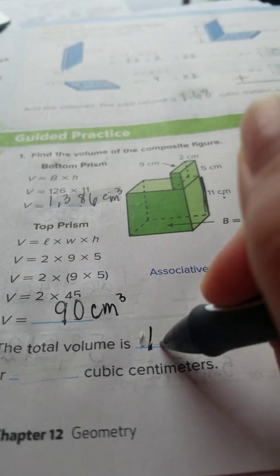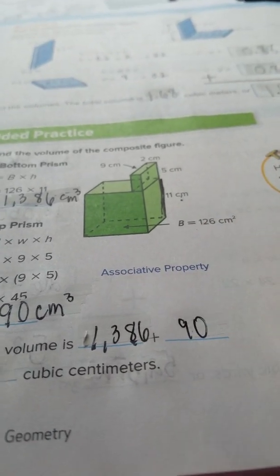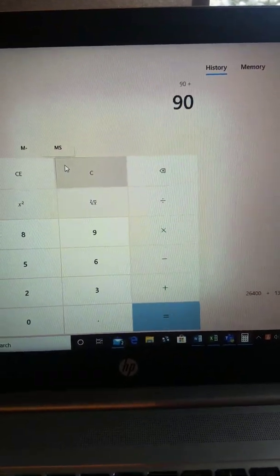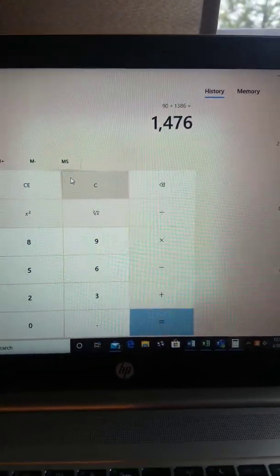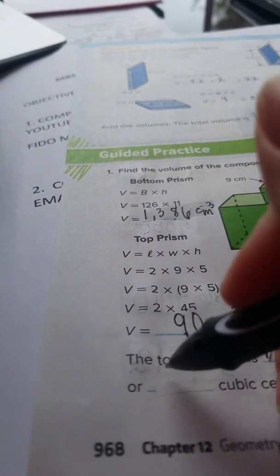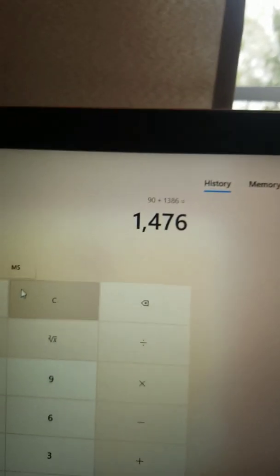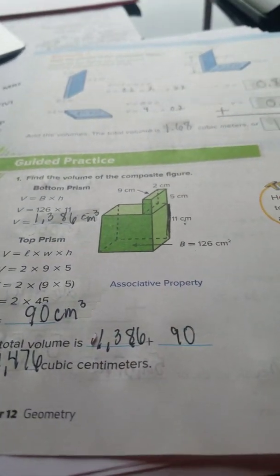And now we're going to add up those two volumes. 1,386 plus 90. I already have 90 on my screen, so I'm going to do plus 1,386. And I get 1,476. 1,476 cubic centimeters for the whole entire thing.